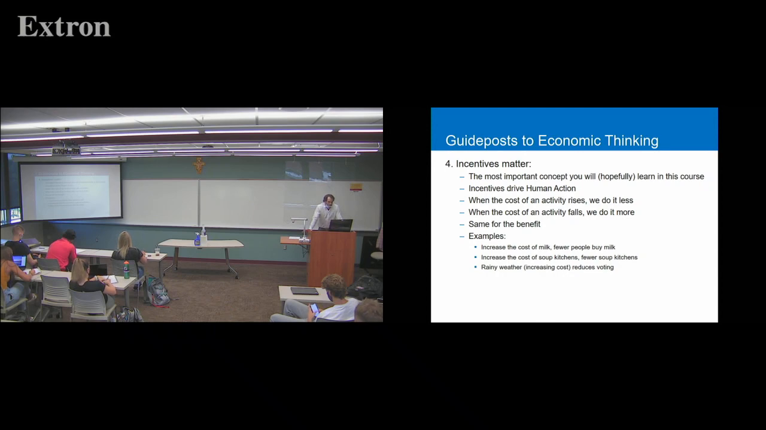Like I said on one of the previous slides, when the relative cost of an activity rises, we do less of it. It becomes more difficult, more costly, we're going to do less. When the cost of an activity falls, we're going to do it more. It's the same, but reversed for benefits. So if the benefits of something increase, we'll do more of it. If the benefits of something decrease, we'll do less of it.